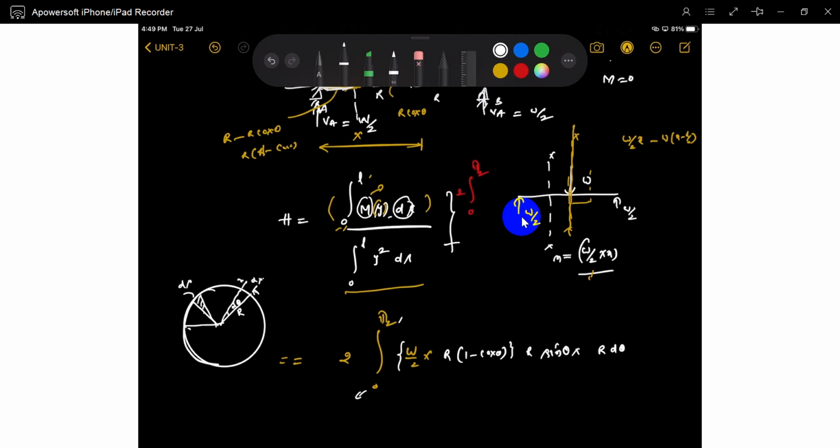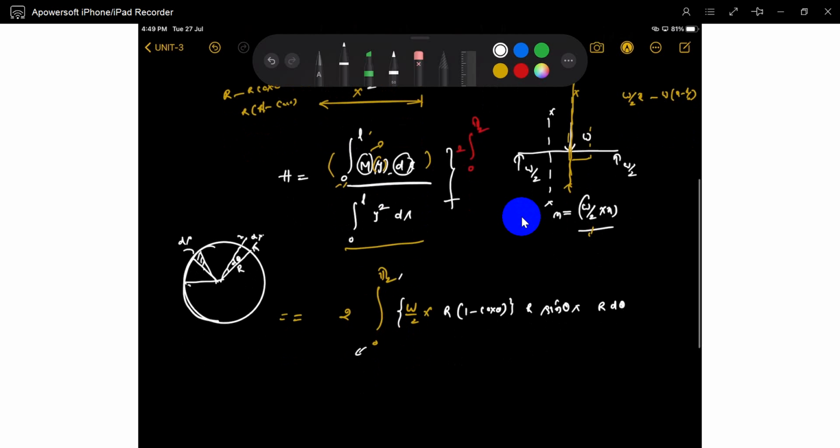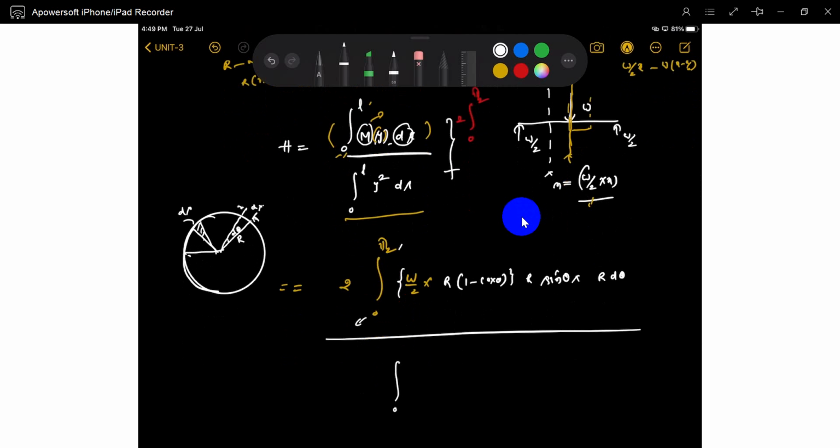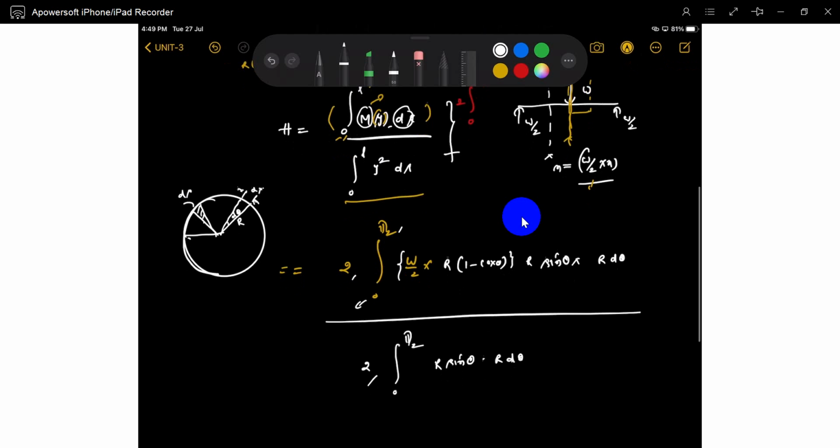So in this small integration, ds is the linear quantity, and we can write it as an angular quantity. Divide by y squared. Y is directly r sin theta. With ds as r d theta, you will integrate from 0 to pi by 2 and multiply with 2. That will give you the h value.